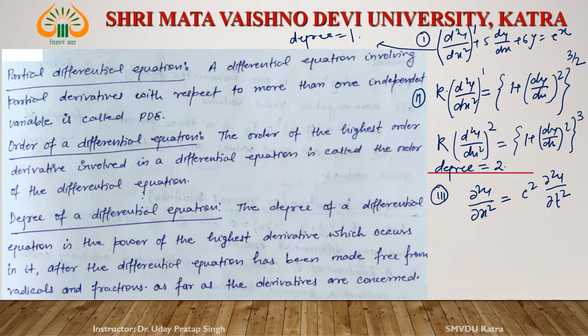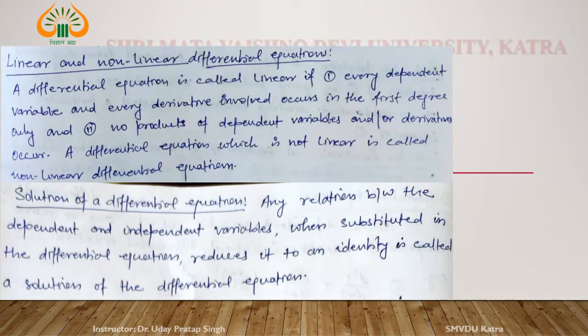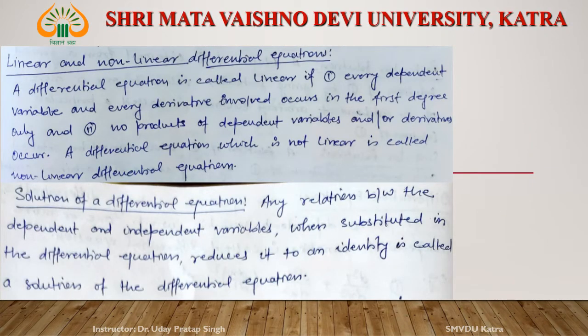What is the highest derivative here? The highest derivative here is 2, and this is also 2. What is the power of the highest derivative? So the degree of the differential equation is 1. So this differential equation is of degree 1, this one of degree 2, and this one of degree 1. So this is the order and degree of the differential equation, and how we can determine them. Now come to linear and non-linear differential equations.